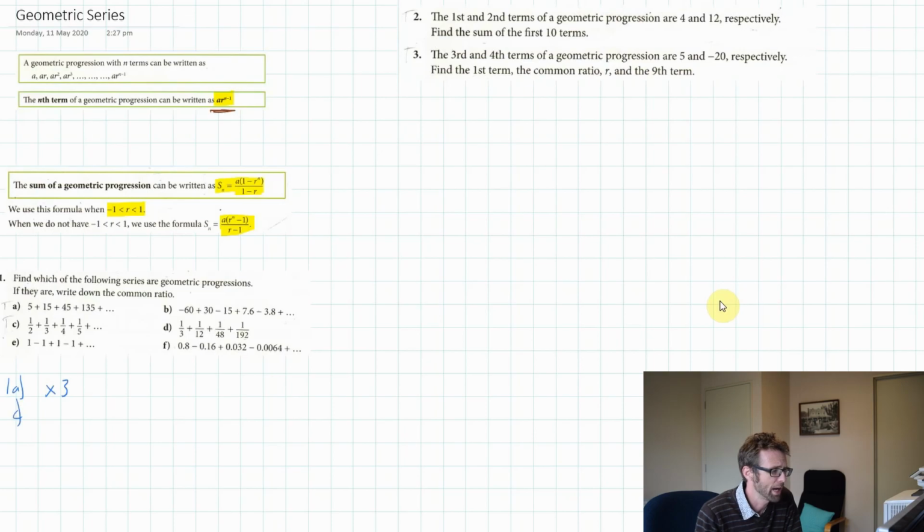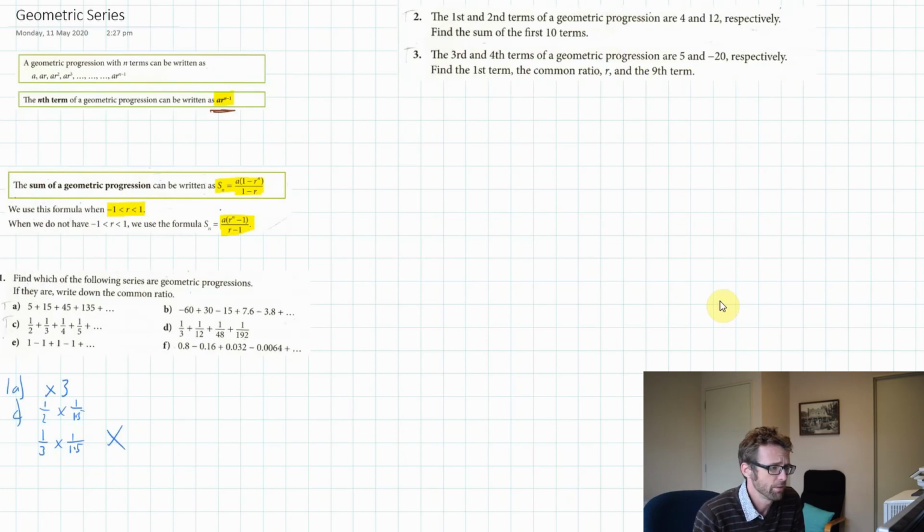Well, how do I get from 1/2 to 1/3? Well, I would have to times 1/2 by 1 over 1.5, and that would give me 1 over 3. But then if I try 1/3 times by 1 over 1.5, that's going to get me 1 over 4.5. So there's no common ratio here. So that's not a geometric progression.